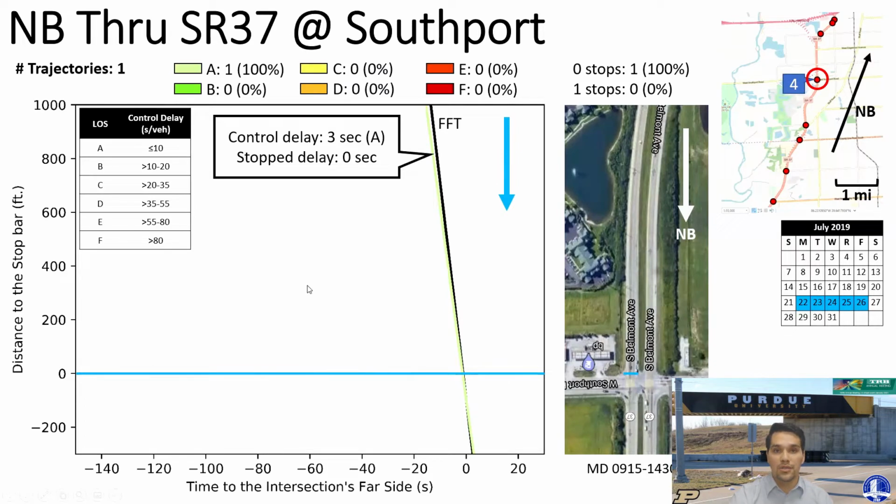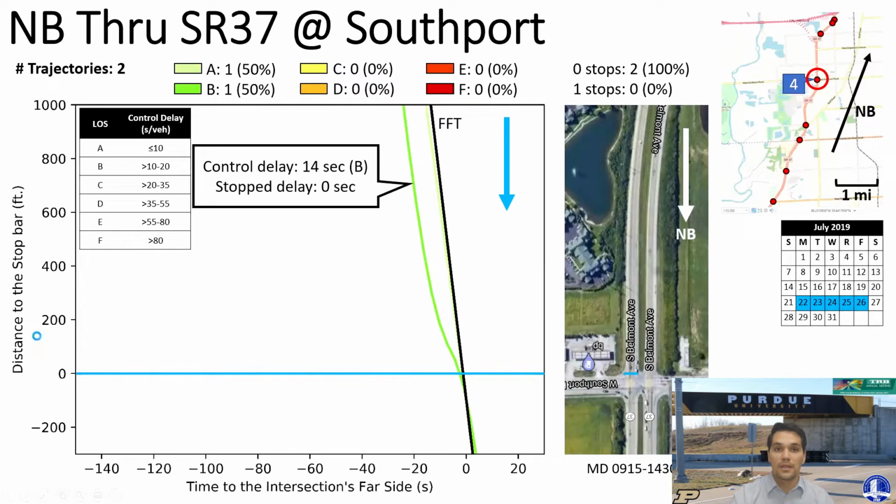So now we can start drawing our trajectories in this graphic, and we can start color coding them depending on the level of service that they have. If we have a trajectory that has minimum delay, like the one we see on the screen right now, we can categorize this trajectory as having a level of service of A.